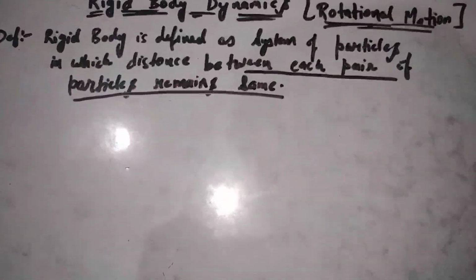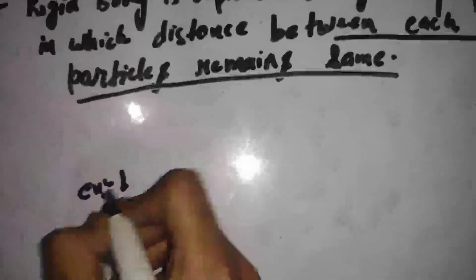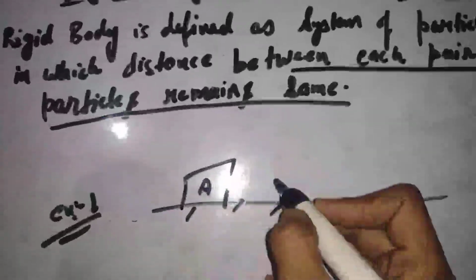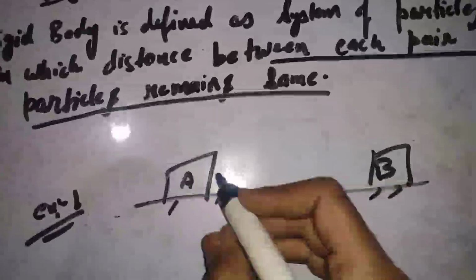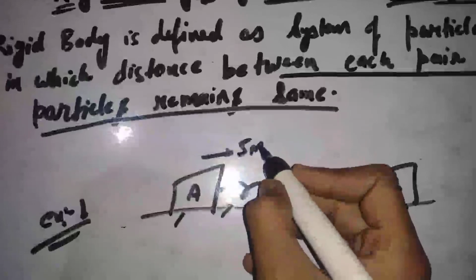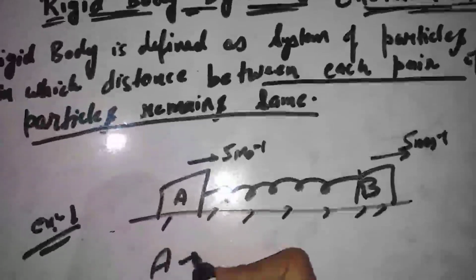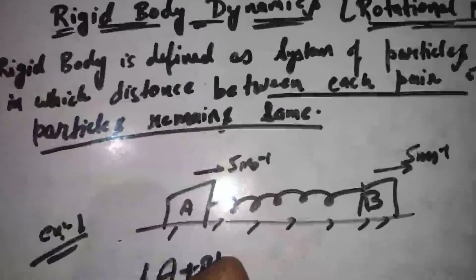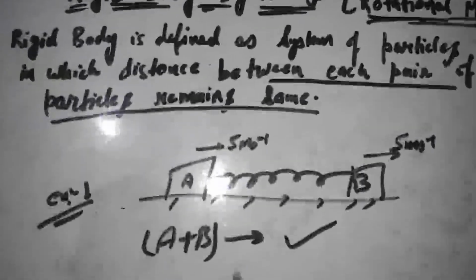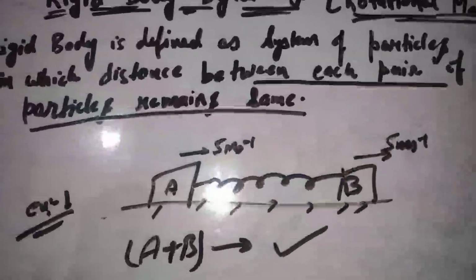So let's get started. I'm taking example 1 here. Imagine there are two bodies A and B, and A is moving with velocity 5 meter per second and B is also moving with velocity 5 meter per second. If we consider A plus B as a part of a system, do they constitute a rigid body? The answer is yes, they do, because their distance will not change, since the relative velocity is 0.